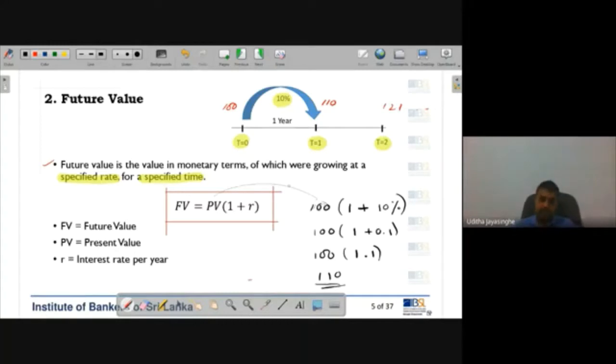So this 110 rupees, students, is the value that we are going to call the future value. This is the future value. What about this 100? That is a value we are going to call the present value.